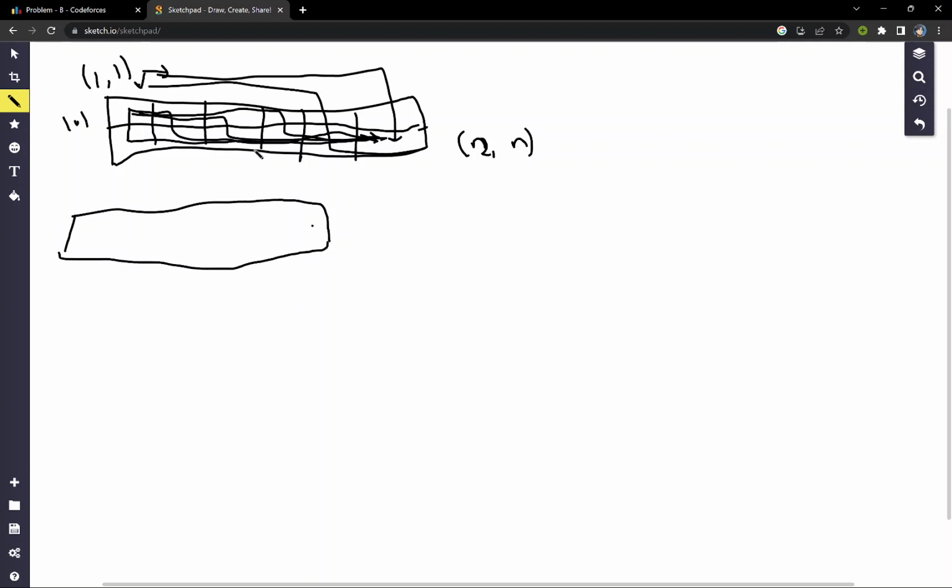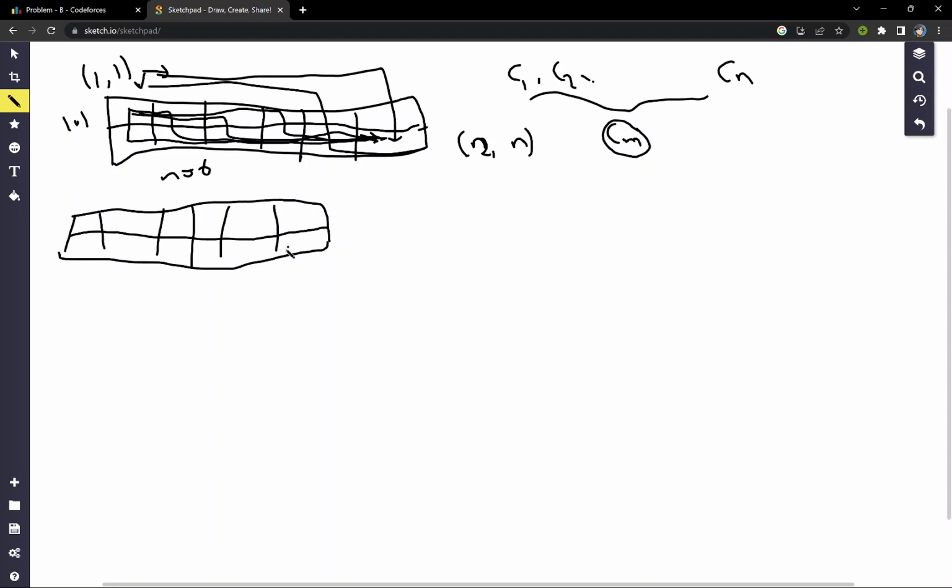So we have to make such arrangement such that if we get a cost c1, c2, up to cn, such costs, the minimum of this, suppose it is cm, we have to maximize this cost. So how we can approach this problem? First we will take n equal to 6, so there will be 6 columns, 1 2 3 4 5 6, and 2 rows, right?